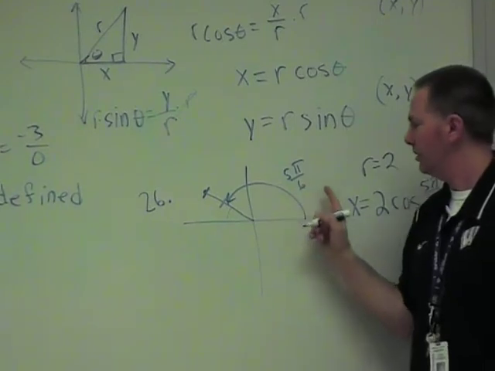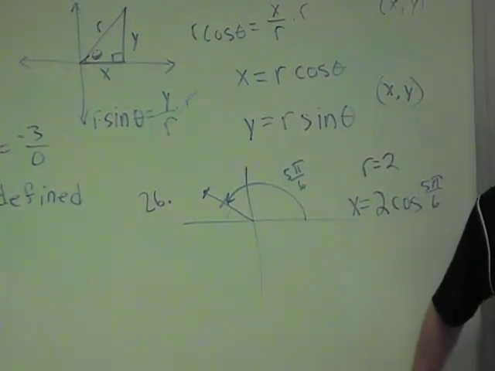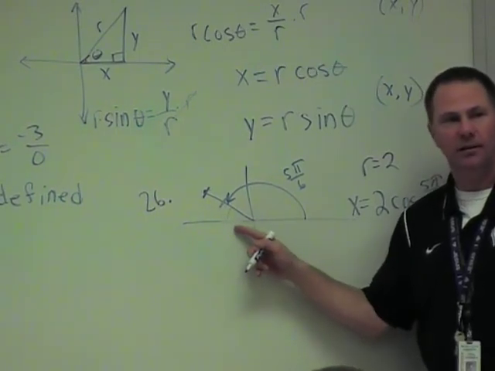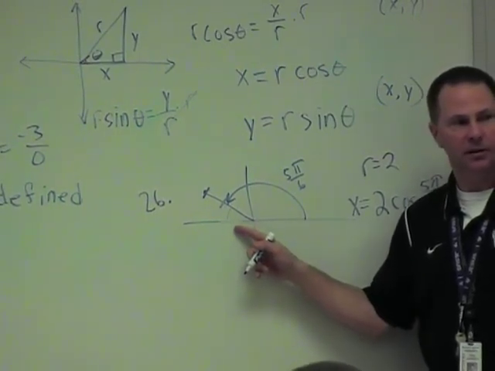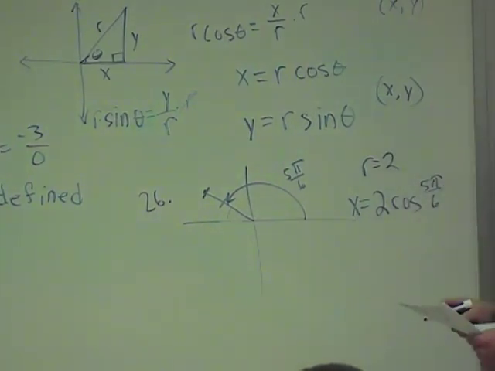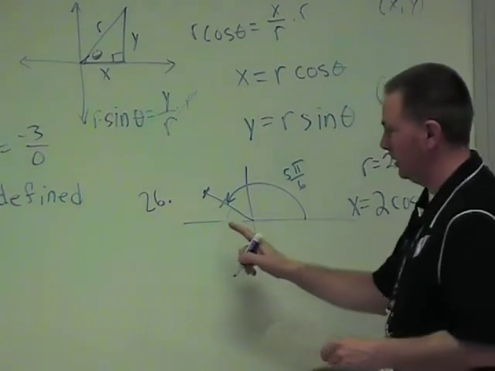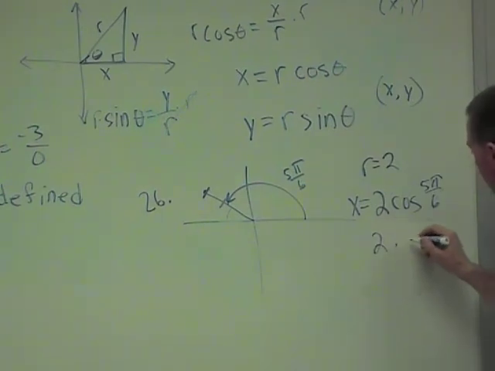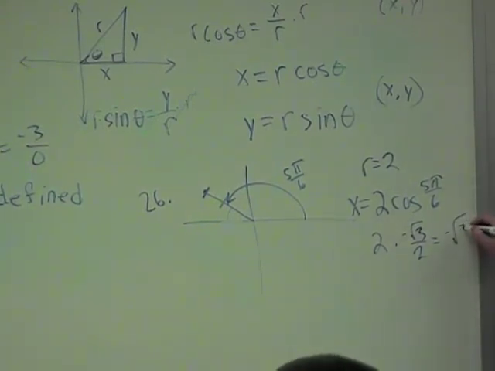What is the x value on your unit circle at 150 degrees? Not going to get away from the unit circle very easily. 150 degrees has a 30 degree reference angle. The x value is the long leg here. What's the x value? Radical 3 over 2, right? Is it positive or negative? Negative. So now I'm going to take 2 times negative radical 3 over 2. What's my answer? Negative radical 3. That's x.